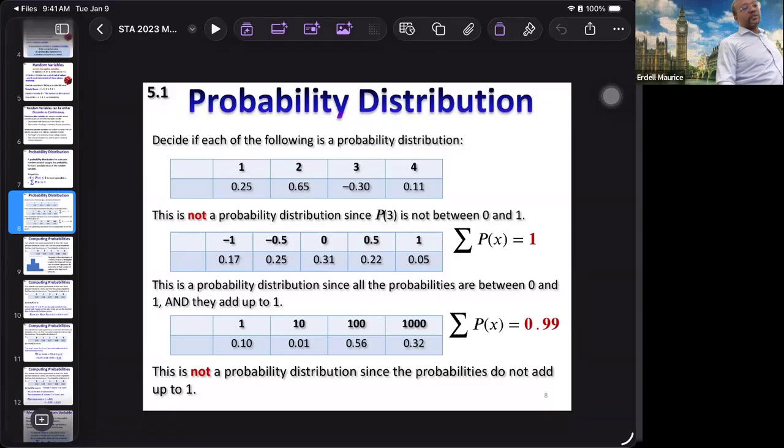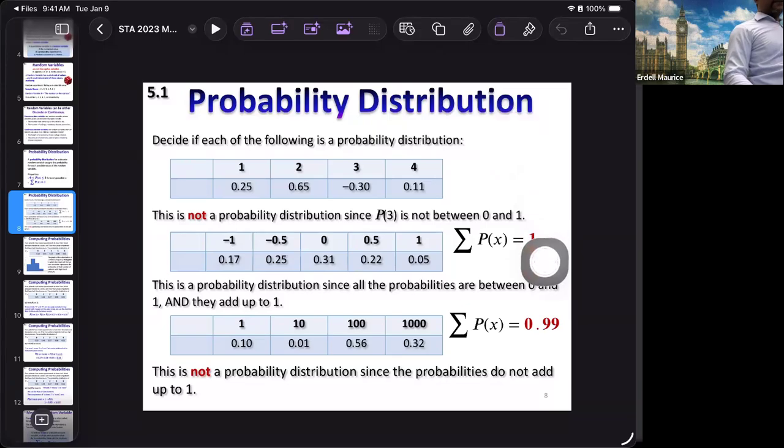All right. So probability distributions right here. There are two key facts about probability distributions. The first is that each probability that's assigned must make sense, i.e. a probability cannot be negative and it cannot be greater than 1. Yes? So for example, in this first example, we see a negative 0.3 probability. That does not make sense. I cannot have a negative 30% chance of something happening. It's between 0 and 1, between 0 and 100%.